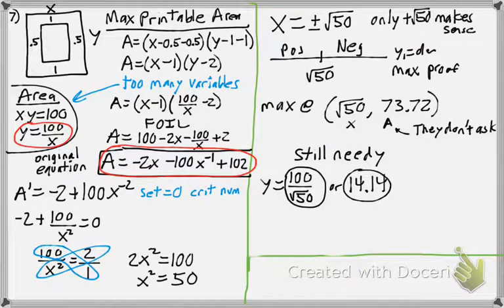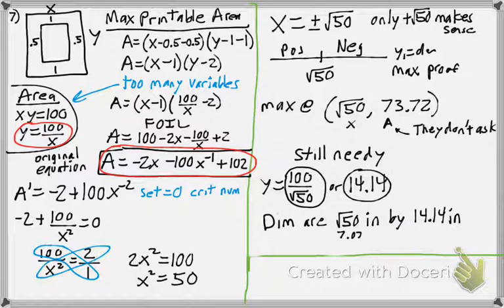So the dimensions are square root of 50, and this is inches, by 14.14 inches. And if you want to use the 7.07 instead of square root of 50, that's fine as well. So this is going to be your final answer.